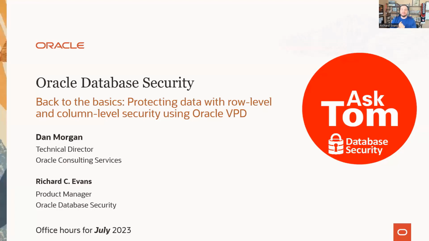Today, we're talking about Virtual Private Database, also known as Row-Level Security, RLS, also known as Fine-Grained Access Control, FGAC. If you heard any of those three terms, and we're talking about those products, which is one, Oracle Virtual Private Database.